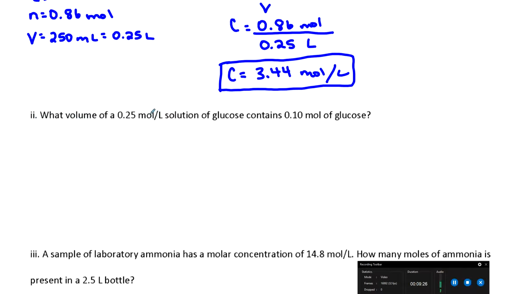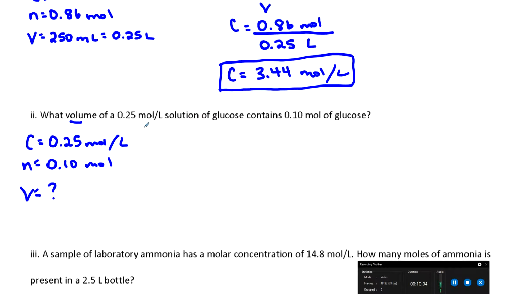What volume of a 0.25 mole per liter solution of glucose contains 0.10 moles of glucose? This time we are looking for a volume, and we have the concentration and the number of moles. Let's just list what we have here to stay organized. Here's our concentration in moles per liter. We've got 0.10 moles, and we're wondering what volume of that solution.